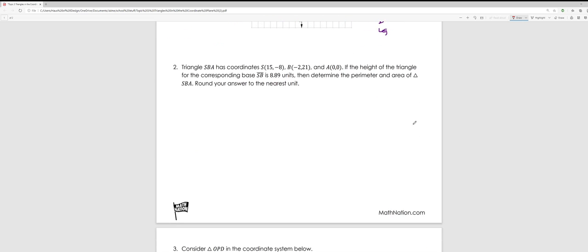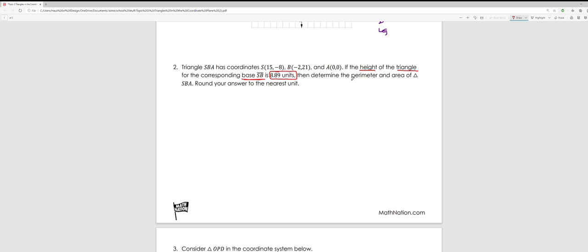For number 2, notice they give you coordinate points, and it says triangle SBA has coordinates, and they give you the coordinates, and the height of the triangle for the corresponding base. So the base for this triangle is SB, and this is very important right here, okay? The base is SB, and they give you that the height of the triangle is 8.89 units. So you don't need to find the height, they give it to you.